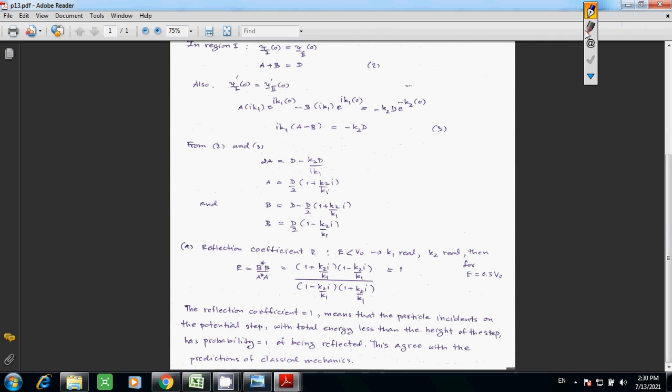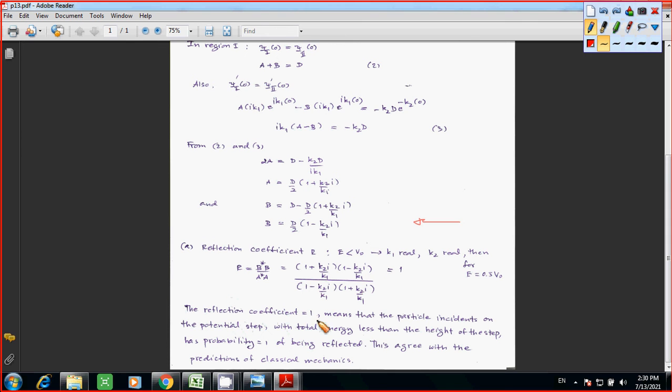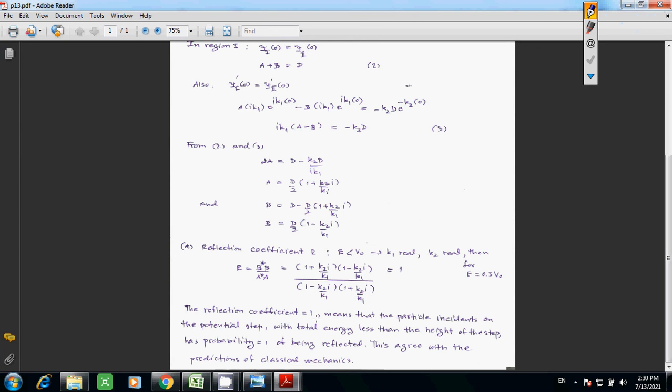That's why I have brought down here the reflection coefficient equal to 1. This means that the particle incident on the potential step with total energy less than the height of the step has probability equal to 1 of being reflected. This agrees with the predictions of classical mechanics, right? Because when your E is less than the potential, you cannot come across the potential, so they all have to reflect back. So that's what occurs with classical particle mechanics.